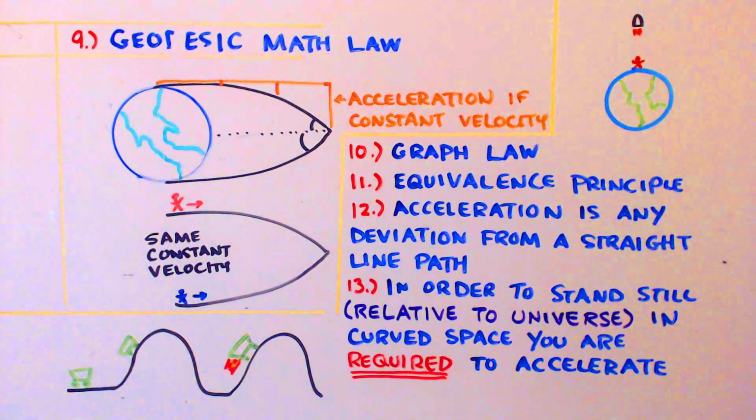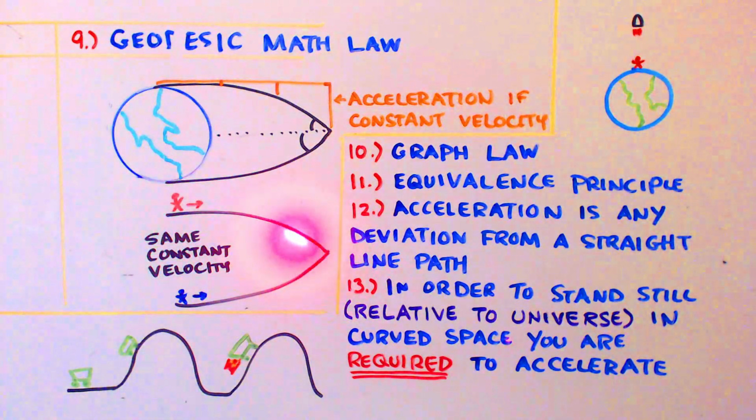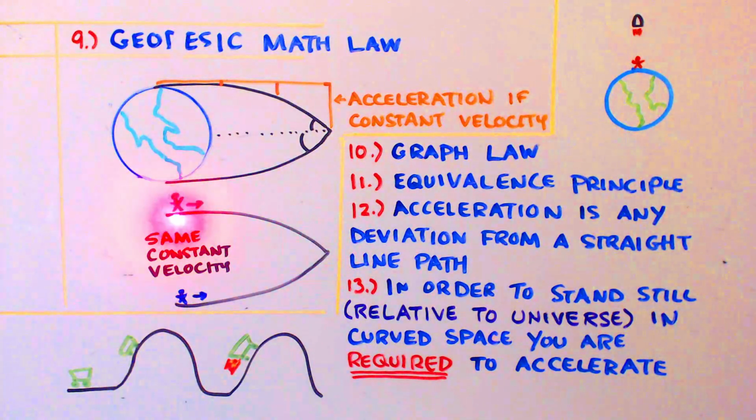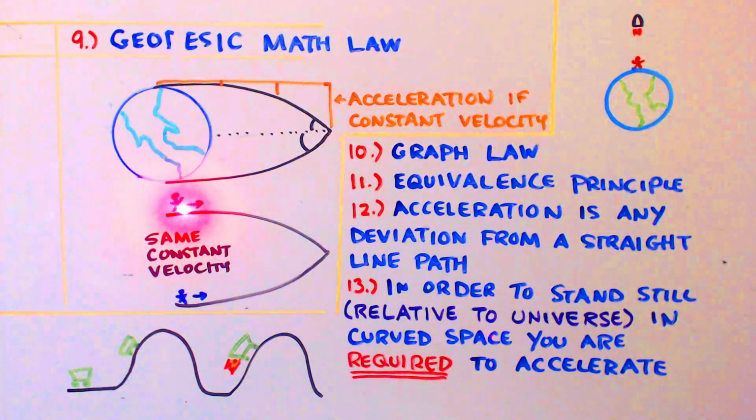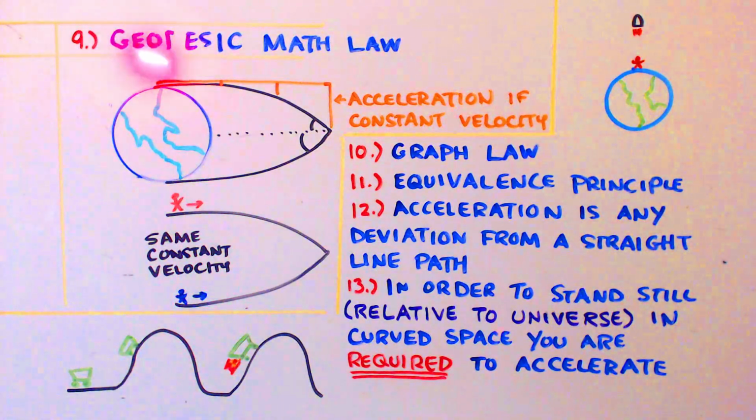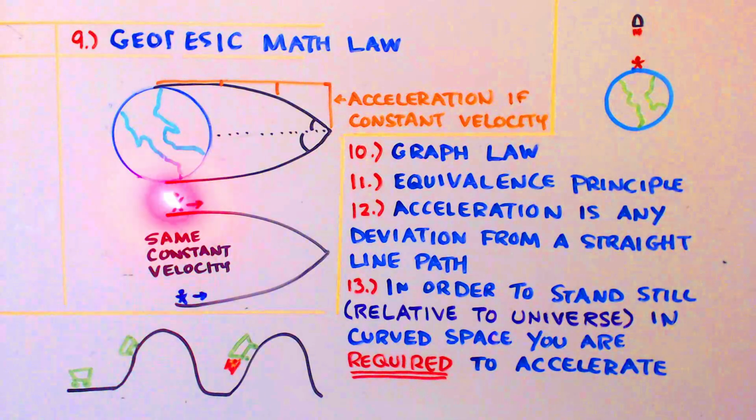Number nine, the geodesic math law. This is not only a math law but a physics law. It states that if you have two geodesic straight line paths on curved space, and you have two men, see these two men? They're walking at constant velocity along their straight line geodesic path. They will accelerate towards one another. That's a geodesic math law. Okay, they will accelerate towards one another.